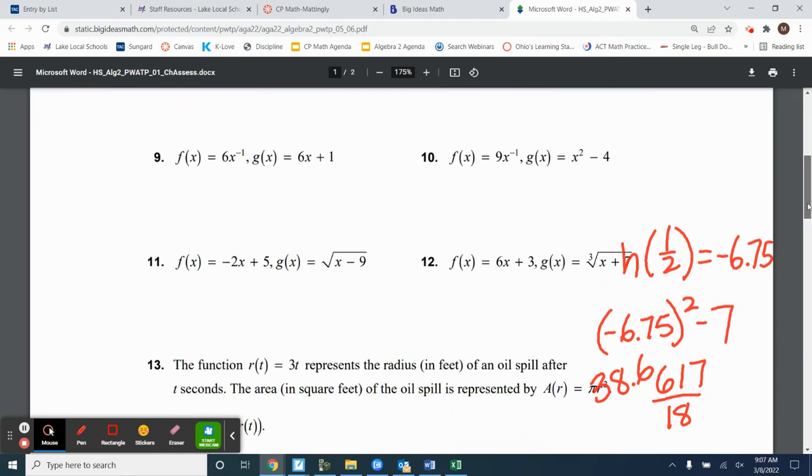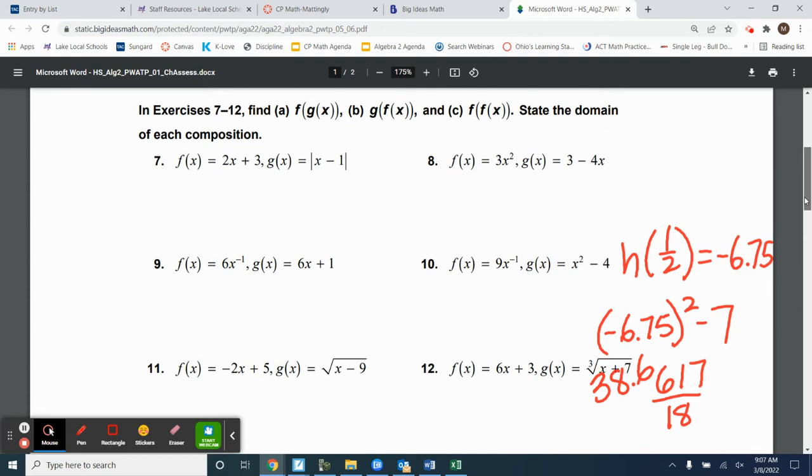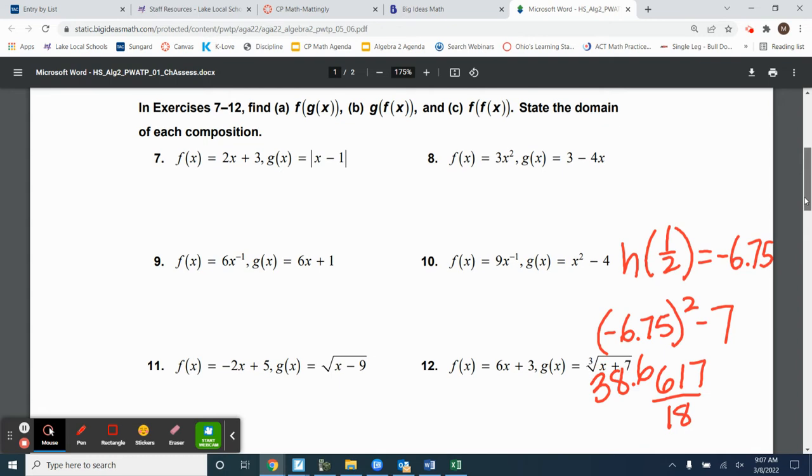All right, let's do number 9. For 9a, do f of g of x. So after g, find the f of g of x.